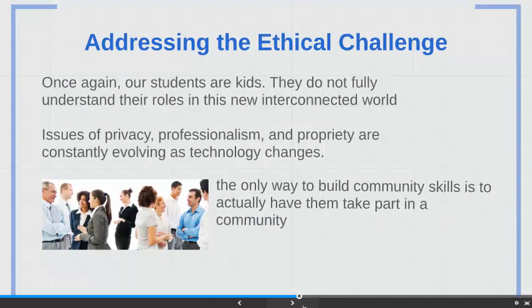Addressing the ethical challenge, once again, we have to remember our students are kids. They don't fully understand their roles in this new interconnected world. Issues of privacy, professionalism, and propriety are constantly evolving as technology changes. The only way to build community skills is to actually have them take part in a community. This can be done in real life as well as online, by blending your in-class life in an education setting with your online education setting and showing them that the same rules apply.